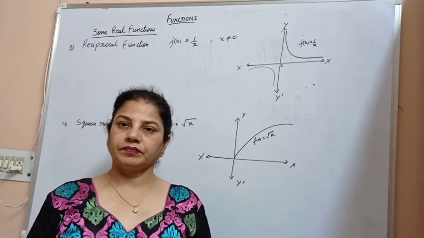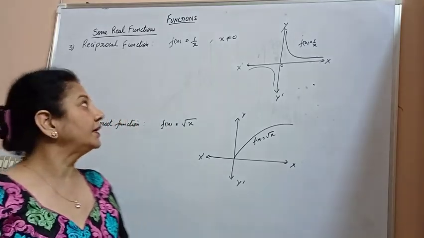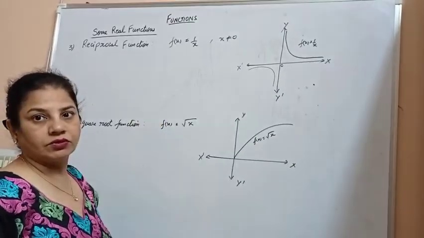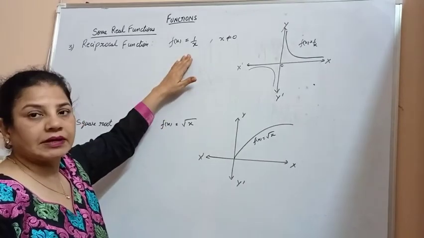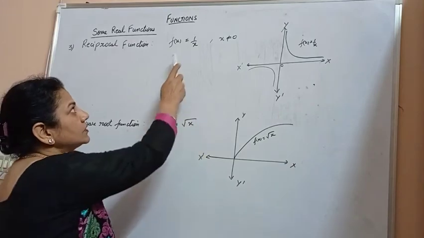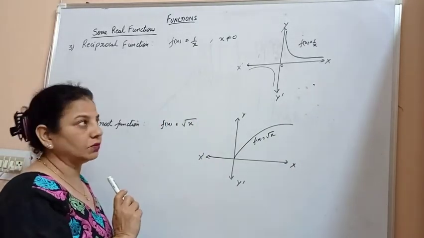Reciprocal function. A function is defined as f(x) is equal to 1 upon x for x not equal to 0, because if the denominator becomes 0, then the function is not defined. So we have f(x) is equal to 1 upon x for x not equal to 0.